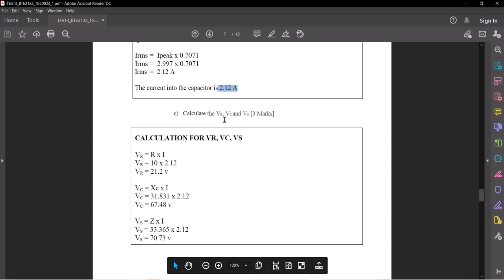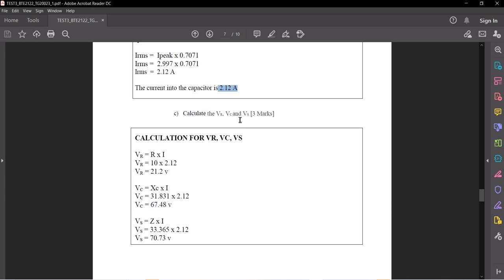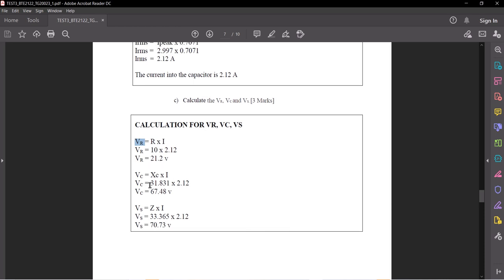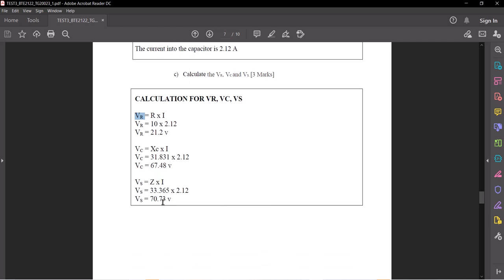Calculate VR, VC, and VS. Now we already got the current, and we also already got the values for R, C, and Z. Now VR is equal to R times I. 10 times 2.12, so equals 21.2 volt. For VC is XC times I, 31.831 times 2.12, which is 67.48 volt. Now VS is Z times I, it is 33.365 times 2.12, and we get 70.73 volts.